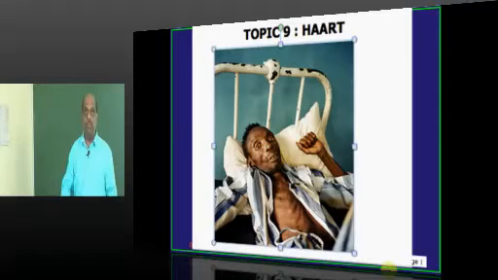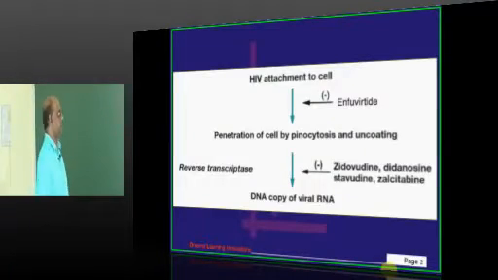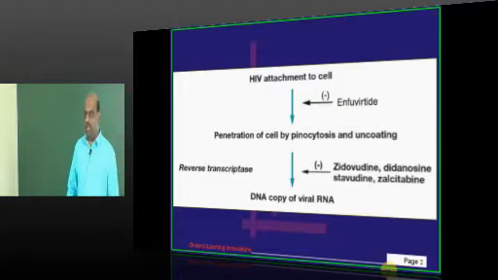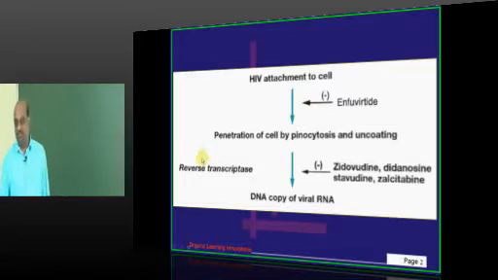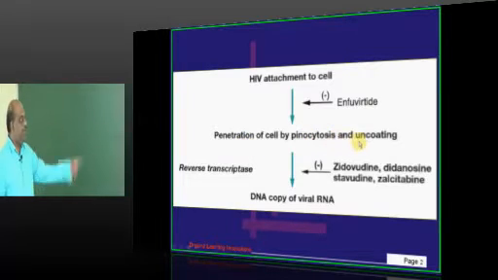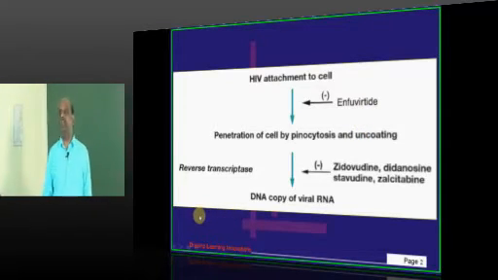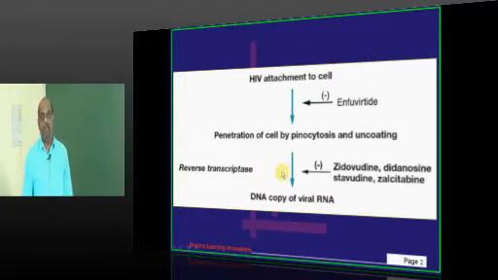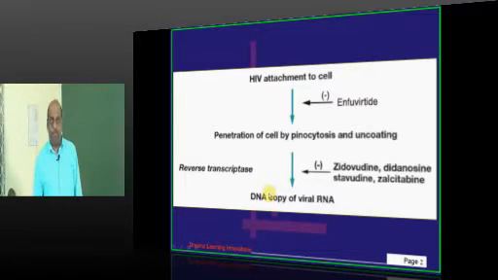So, highly active antiretroviral therapy. Once the HIV virus infects, what is its plan? Basically, it needs to attach to the cell and then it needs to penetrate the cell by pinocytosis, and uncoating should happen. After that, the reverse transcriptase will be converting the RNA into DNA. So, a DNA copy needs to be produced.